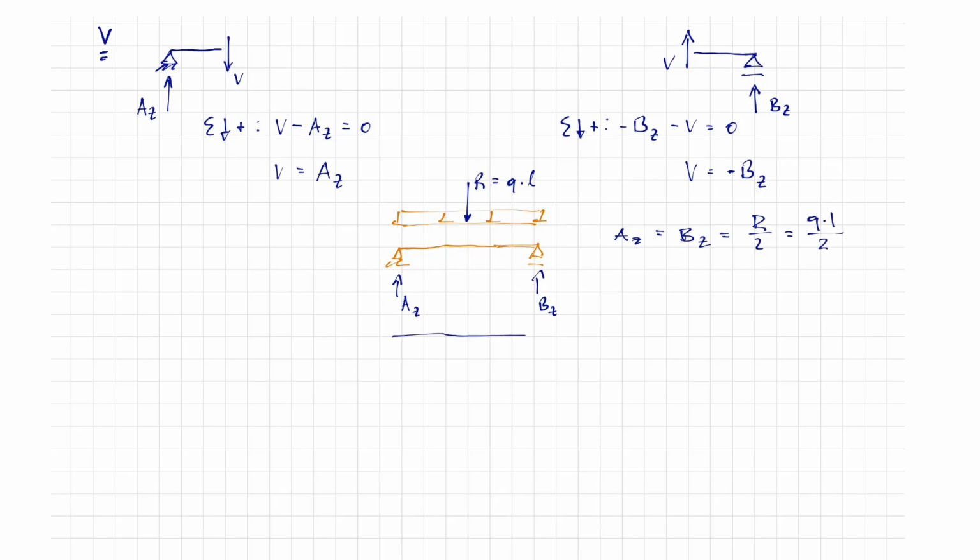Now let's draw the shear force distribution. The section is an infinitesimal distance to the right of the support, so there is no distributed load there. V of x equal to 0 is QL/2.